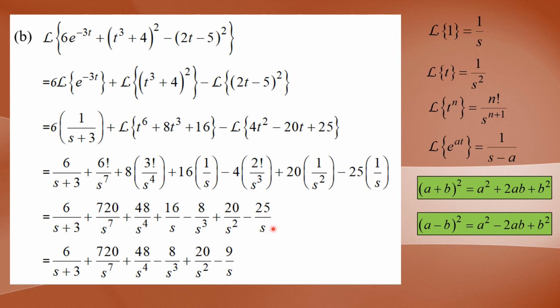And now after checking, we notice that there are two terms with the same denominator s. So we can combine these two, because 16 over s minus 25 over s gives negative 9 over s. So the final result is this: the Laplace transform of this given function is equal to 6 over s plus 3 plus 720 over s to the power of 7 plus 48 over s to the power of 4 minus 8 over s cubed plus 20 over s squared minus 9 over s.